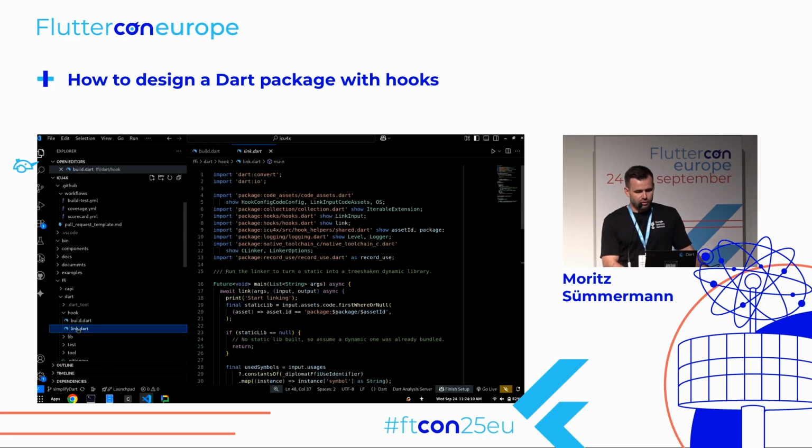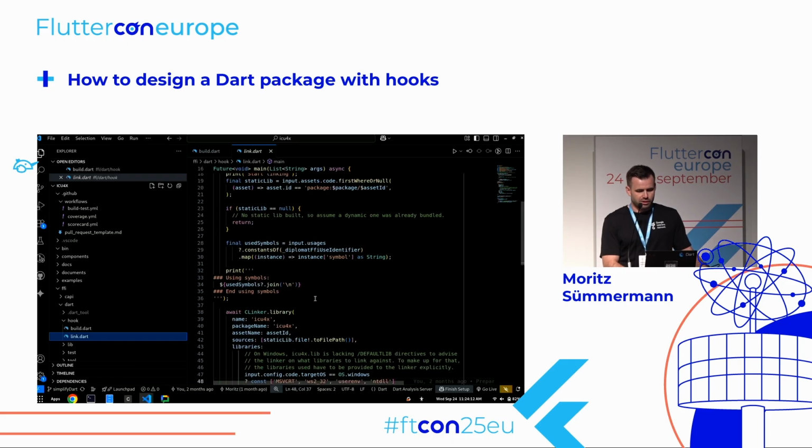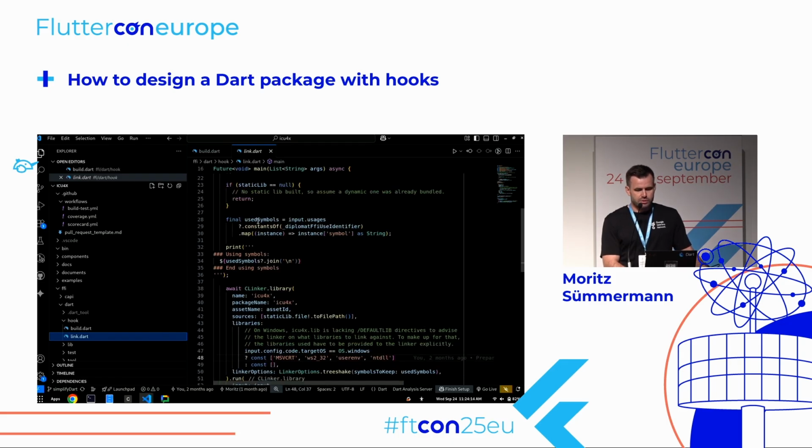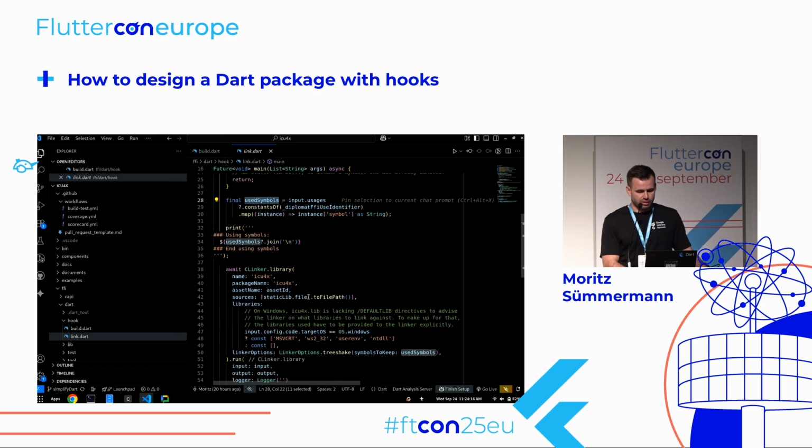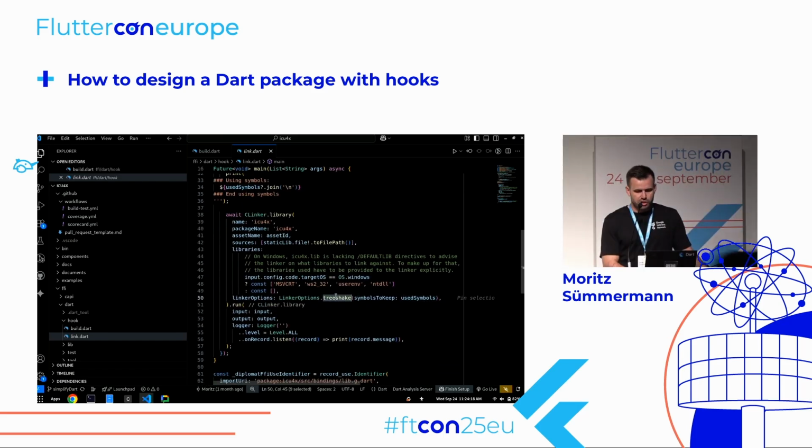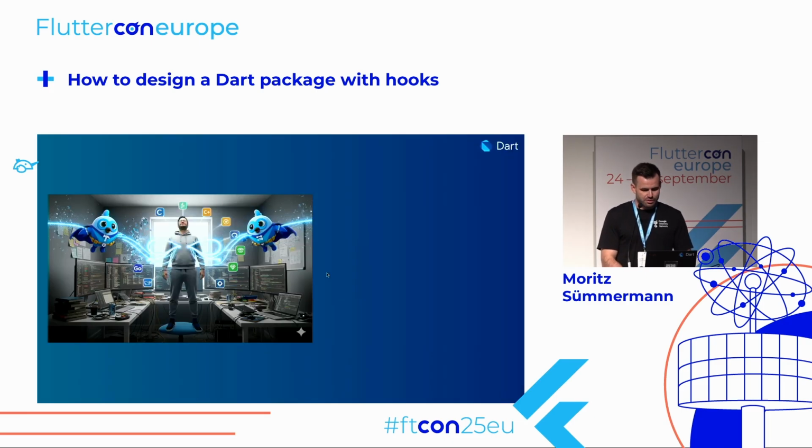And then you have the link hook, which we'll talk a bit more about later, where you get all the symbols you used from that app. And then you can say, please tree shake these symbols. And then your app gets a lot smaller. In the beginning, it's like 50 megabytes. In the end, it's a few hundred kilobytes or something. Depends on what you use. If you use everything, it's still the same size. Yeah, so that's going back to the talk. That's the rough idea.